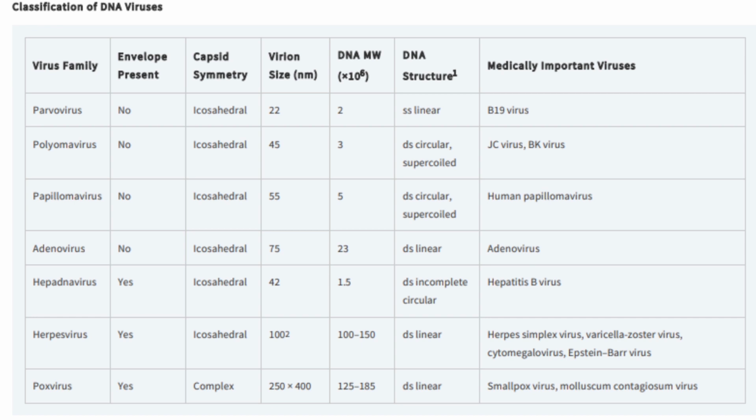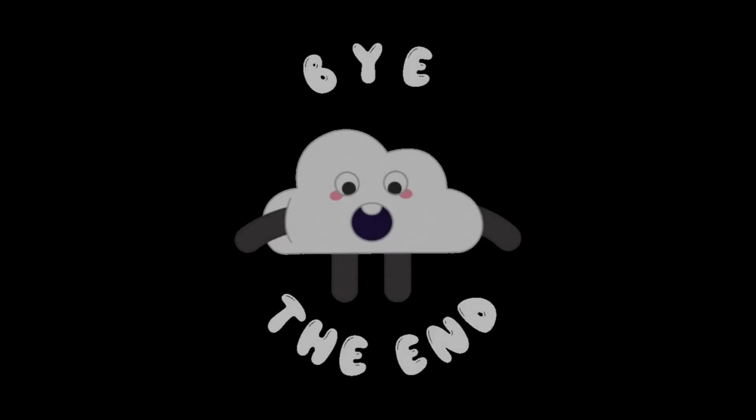In herpes virus, we have herpes simplex virus and varicella zoster virus. Herpes virus is a large family. It includes herpes simplex 1, 2, 3, and all those viruses. In pox virus, we have smallpox virus and molluscum contagiosum virus. So that's all about the classification of DNA viruses.